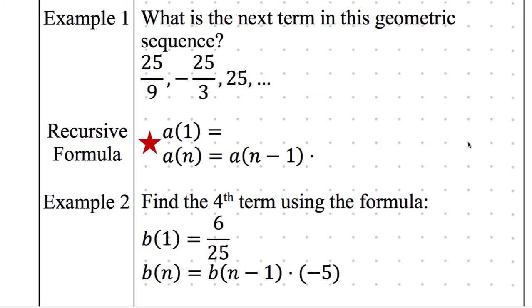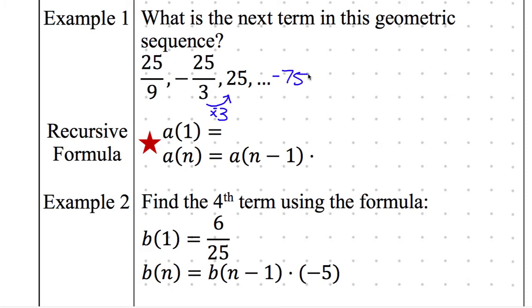By 3? Dividing it by 3? Close. To get from 25 over 3 to 25, you're timesing it by 3 because they cancel each other out. You're really close. Notice how it goes positive, negative, positive. So it's times negative 3 each time, because a negative times a negative is a positive. So what is the next term then? Negative 75.